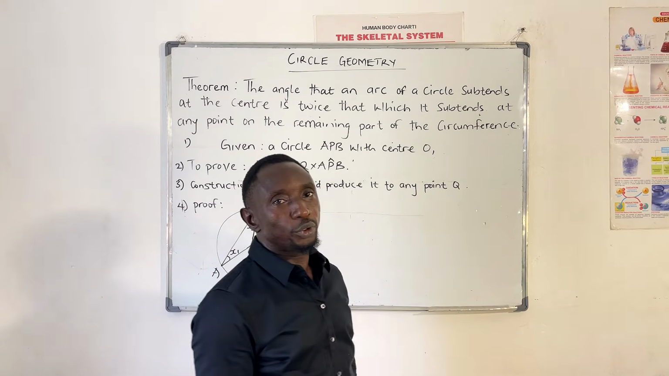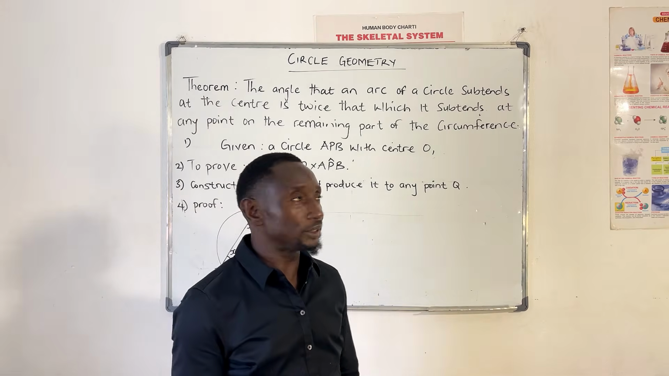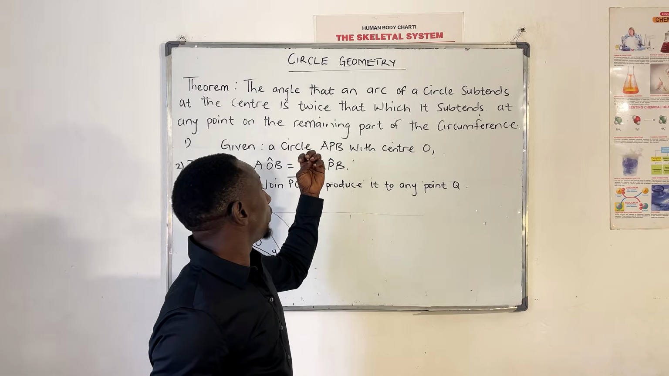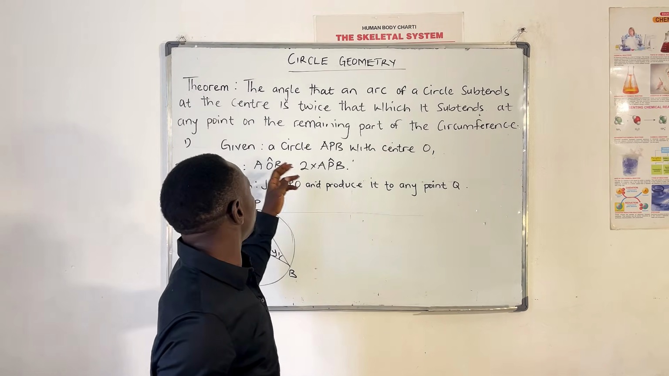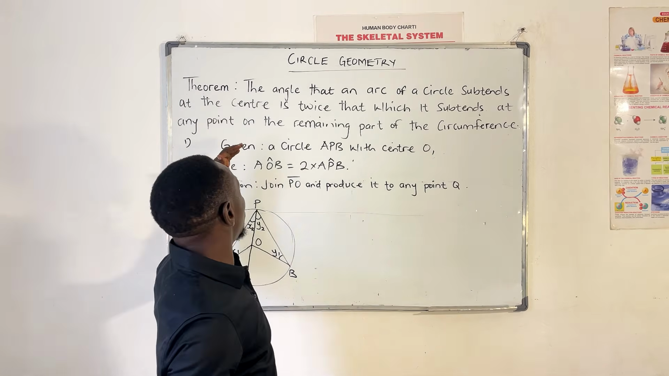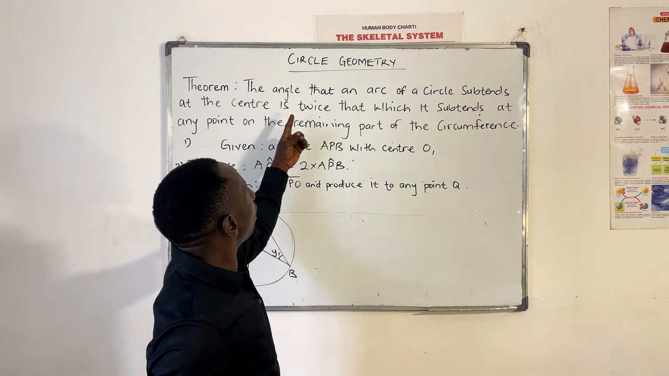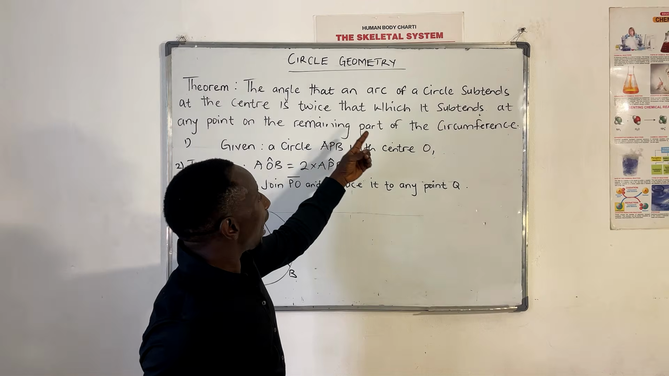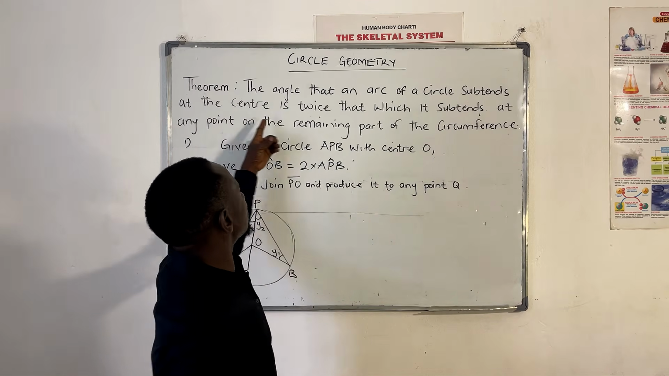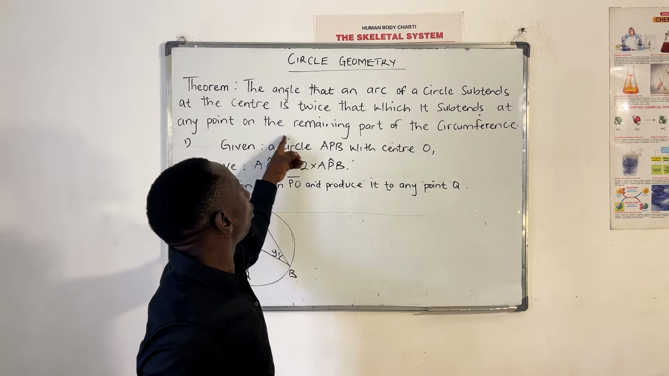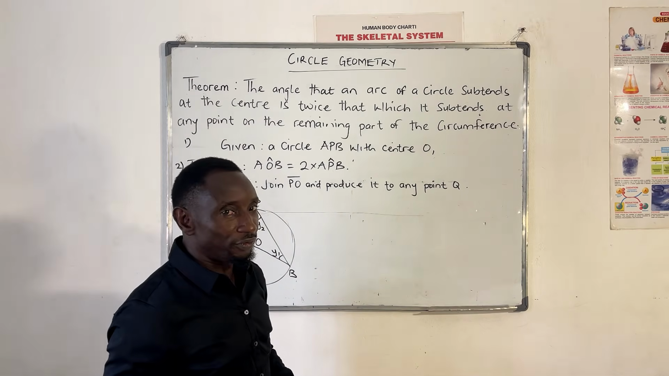Today we have a very important topic we'll be discussing in mathematics. Under mathematics, we'll be dealing with a topic in circle geometry, and that topic has to do with a theorem. This theorem says the angle that an arc of a circle subtends at the center is twice that which it subtends at any point on the remaining part of the circumference.